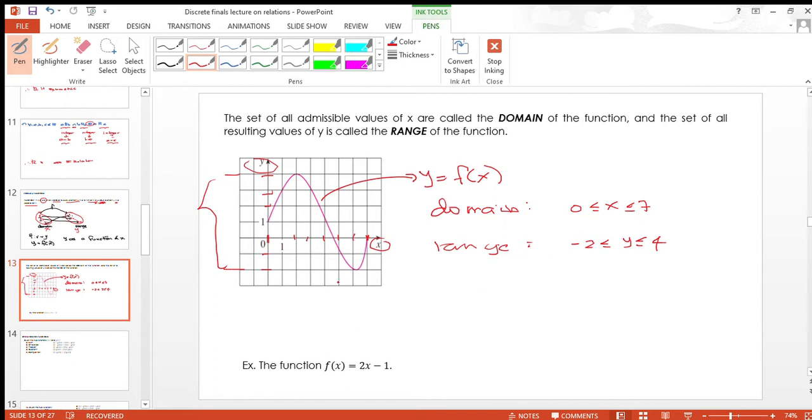For the second example, we have f of x is equal to 2x, or you can also write this as y is equal to 2x minus 1.